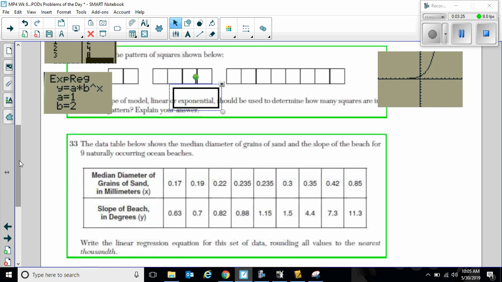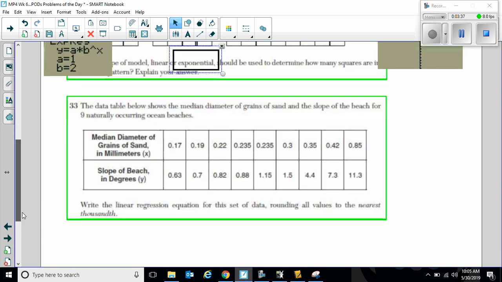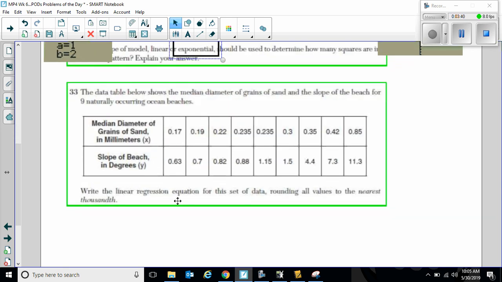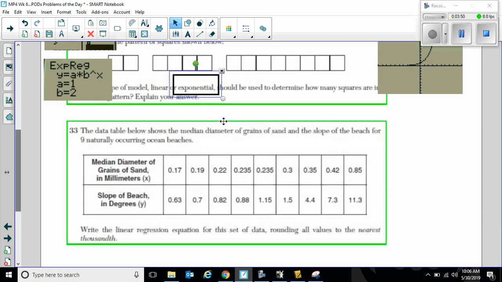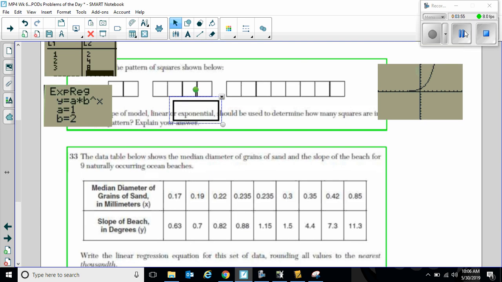Okay, our next question. The data table below shows a medium diameter of grains of sand and the slope of the beach for 9 naturally occurring beaches. All right, so we're being asked to do a linear regression for each set of data and rounding all our values to the nearest thousands. So what might that look like? All right, pause the video and see what you come back with.